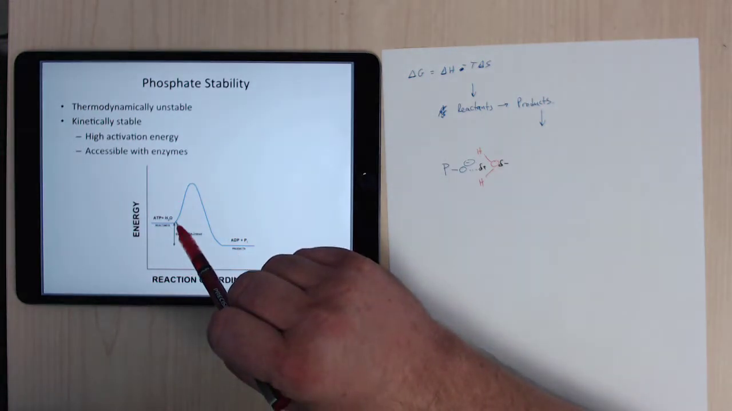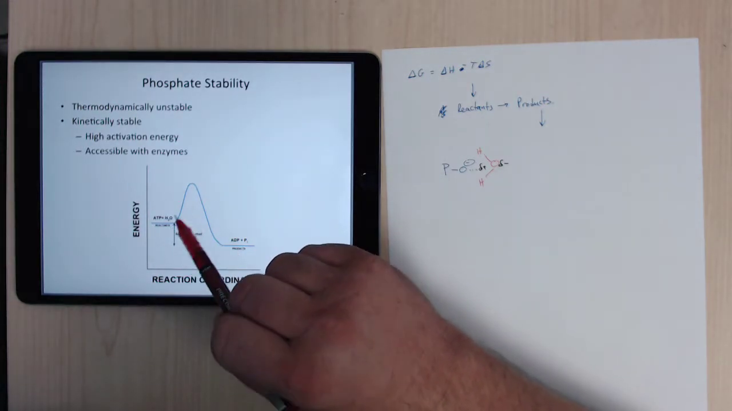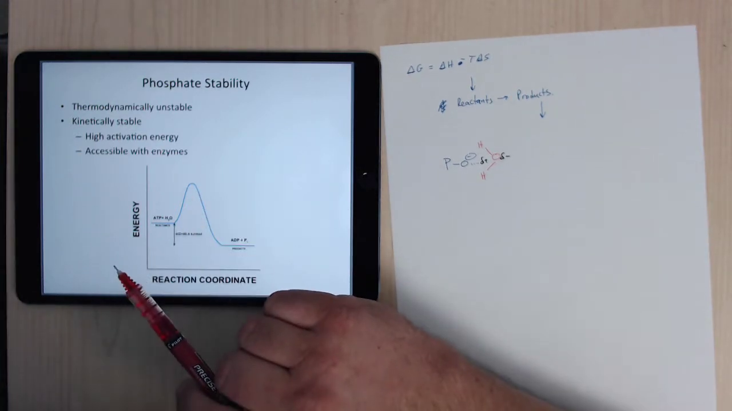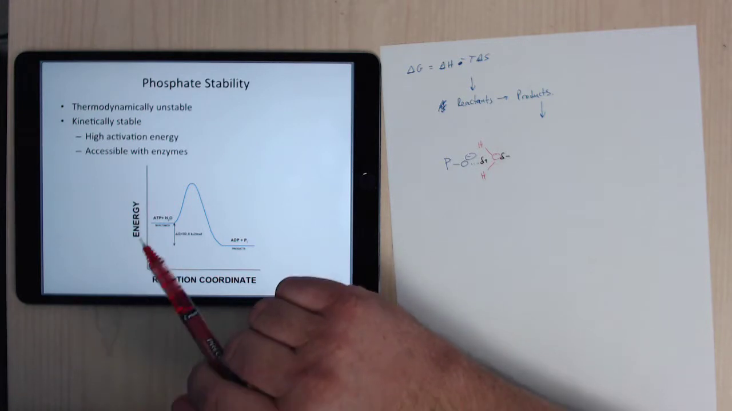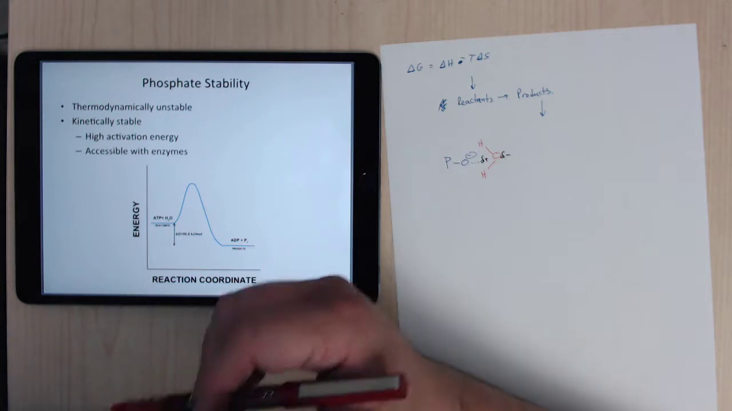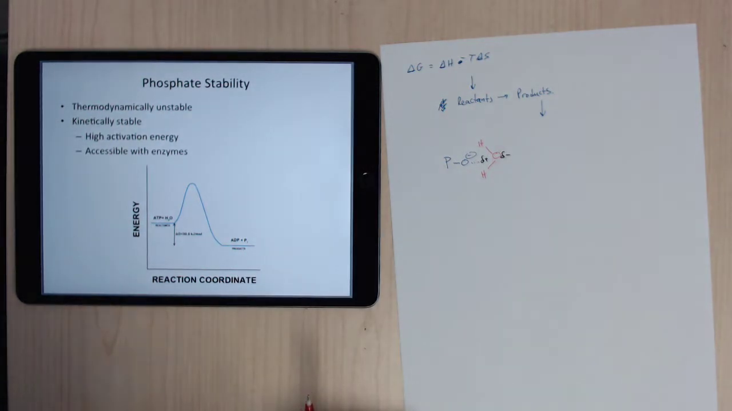But what this allows you to do is turn it on and off with enzymes. If you have an enzyme that greatly lowers this, you can regulate ATP hydrolysis very tightly through the making or reducing of the amount of enzyme that's in the cell.